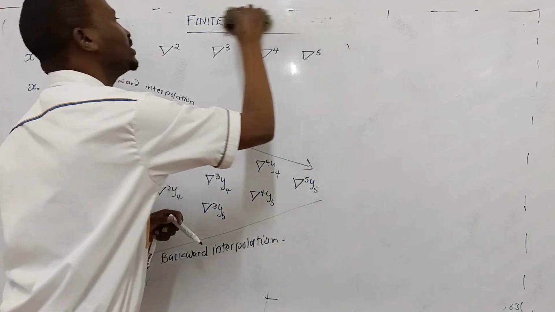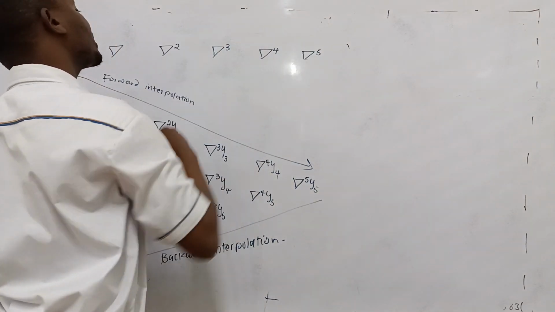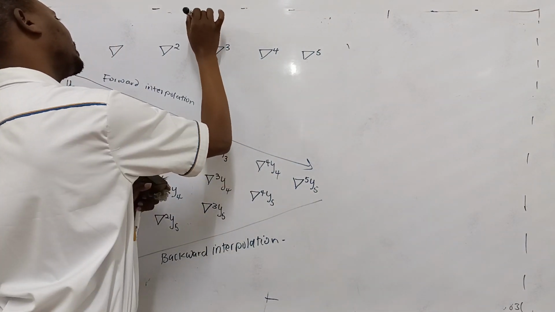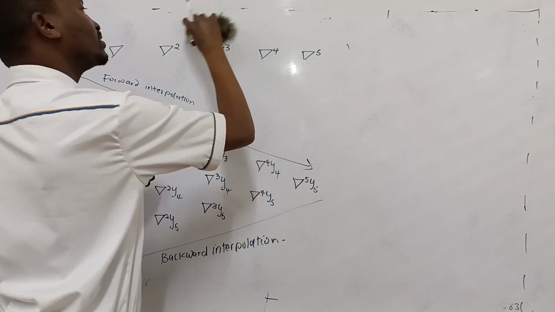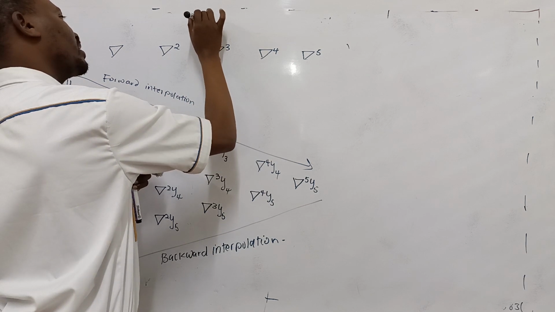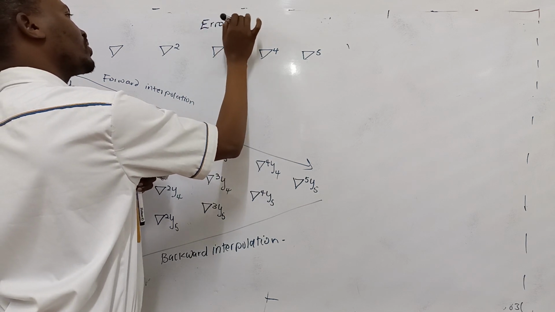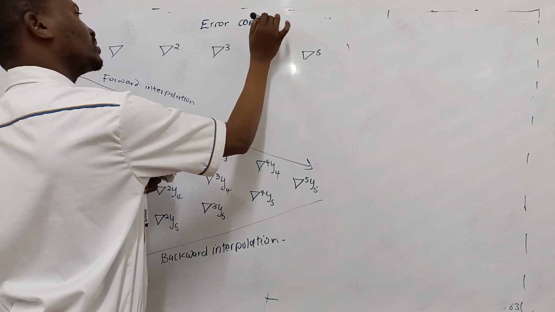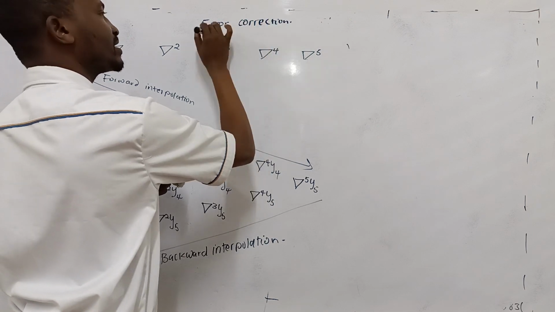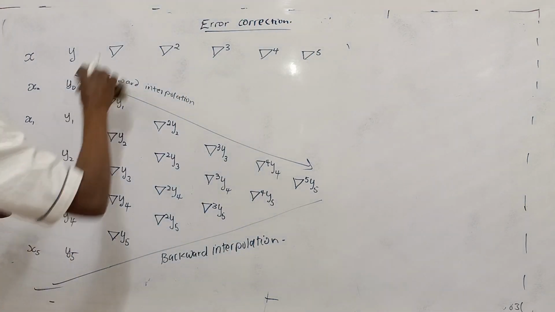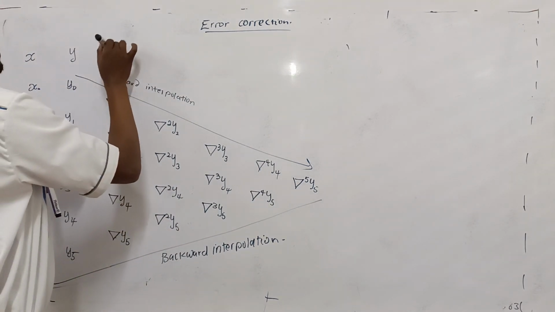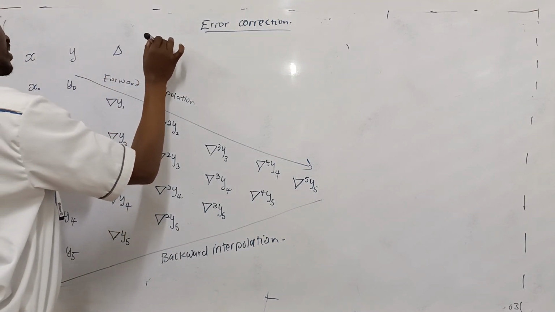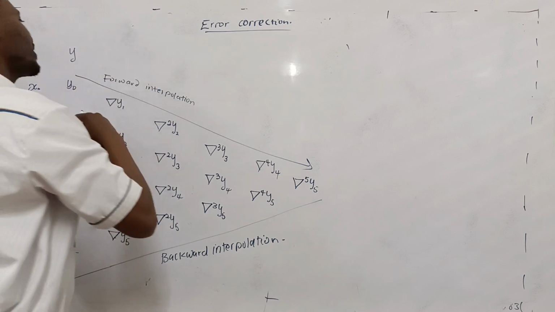Now, I want us to discuss next what happens if there is an error. So we are going to discuss error correction. What happens if your table has an error? I'll use forward difference to explain this first, but you can just use either, there's no difference.